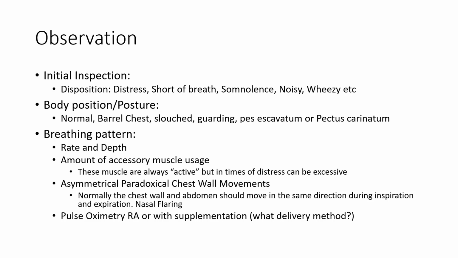Do we have asymmetrical or even paradoxical chest wall movement? So asymmetrical would be maybe a difference between right and left, right? One side doesn't expand as normally as the other side. That could be due to a rib fracture. That could be due to a pneumothorax, potentially.